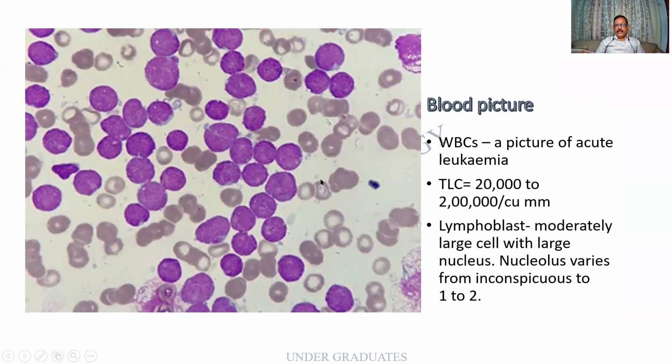RBCs are normocytic. Later on, they can develop an iron deficiency or B12 deficiency. Platelets are markedly reduced. The total count, look at the range. It can be 20,000 up to 2 lakhs. And the description of the lymphoblast I had mentioned, I will not be repeating again. Go through.